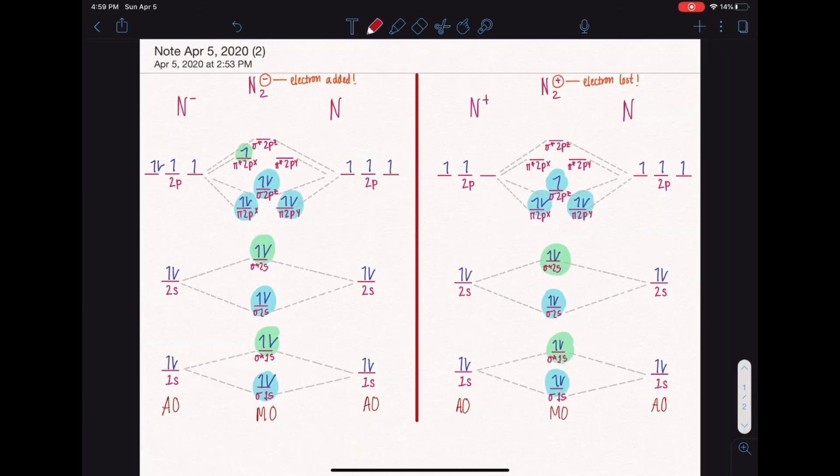The ones in blue are bonding and the ones in green are anti-bonding. For N2 negative, we have 10 bonding and 5 anti-bonding. For N2 plus, we have 9 bonding and 4 anti-bonding.